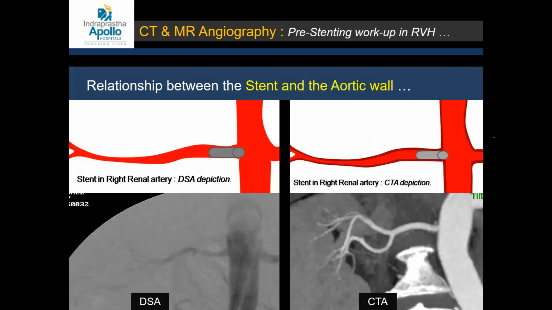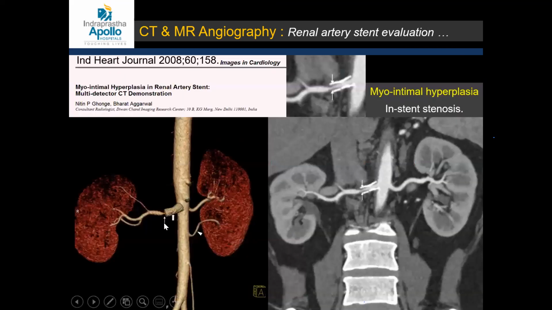Just skip a few slides. So it is important to understand that for stent evaluation, CT angiography is the best modality because it helps in looking at the contrast, and it helps in looking at the adjoining wall and the perivascular structures also. So CT angiography is a better modality for stent evaluation as compared to MRI, which tends to cause dropout in the region of the stent.